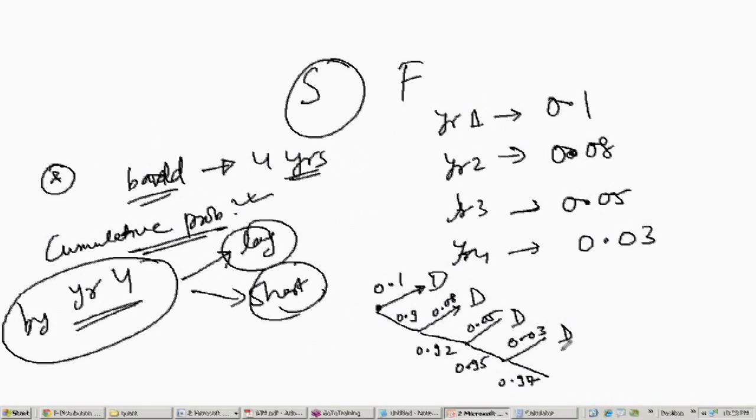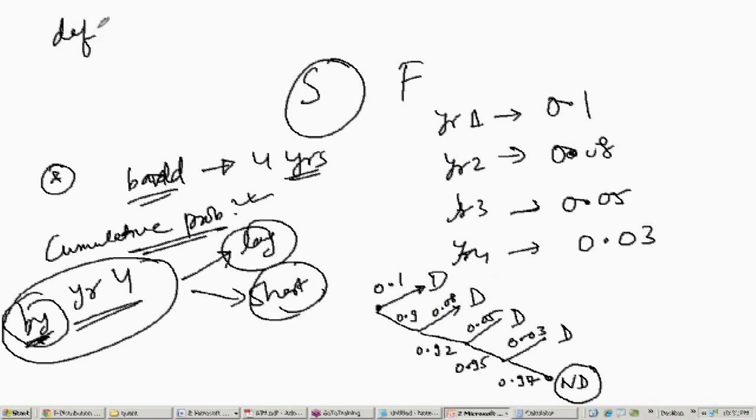So here I want to find out the cumulative probability that the bond has defaulted. The bond has defaulted here, D, D, D, D. This is a case the bond has not defaulted. So I want to know the cumulative probability that the bond has defaulted by year 4. I am not asking for year 4 alone. By year 4, that means first year, second year, third year, fourth year. It is cumulative.